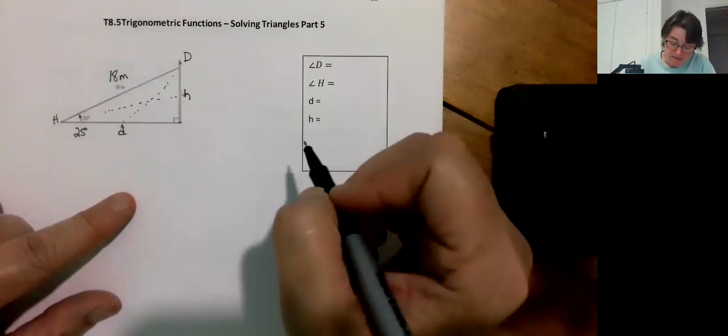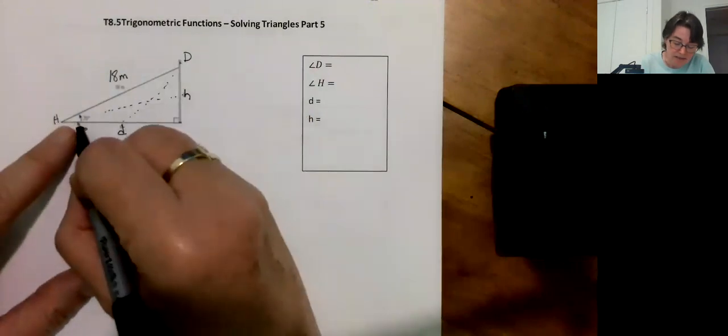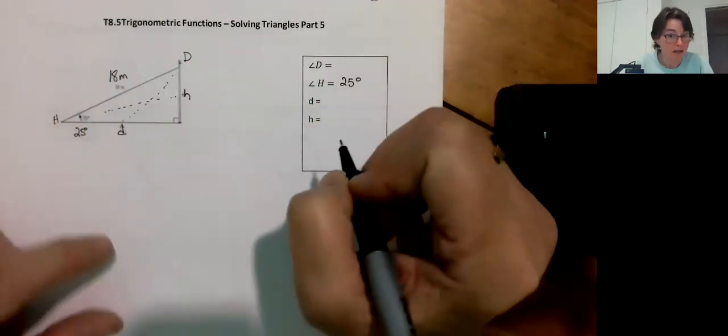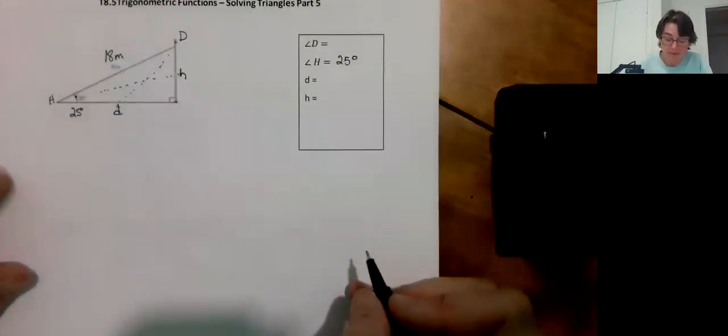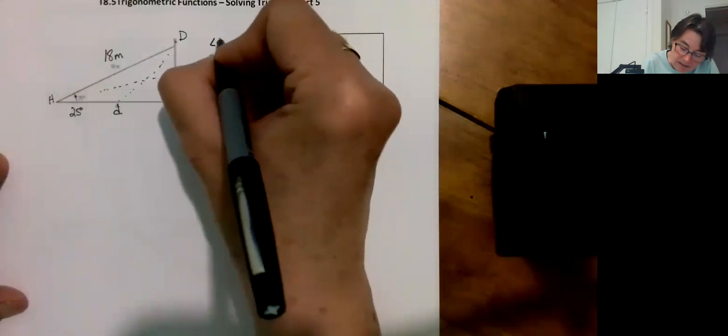Let's find, what do you want to find first? Oh, let's find angle D first. Hold on, we know what angle H is. That's easy, it's 25 degrees. That was simple. Now let's do angle D.